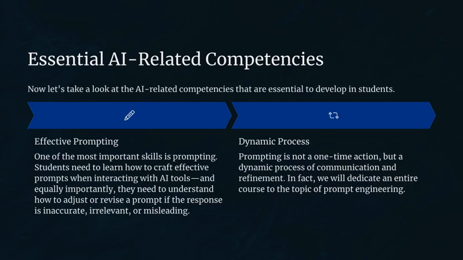Now let's take a look at the AI-related competencies that are essential to develop in students. One of the most important skills is prompting. Students need to learn how to craft effective prompts when interacting with AI tools, and equally importantly, they need to understand how to adjust or revise a prompt if the response is inaccurate, irrelevant, or misleading. Prompting is not a one-time action, but a dynamic process of communication and refinement. In fact, we will dedicate an entire course to the topic of prompt engineering.